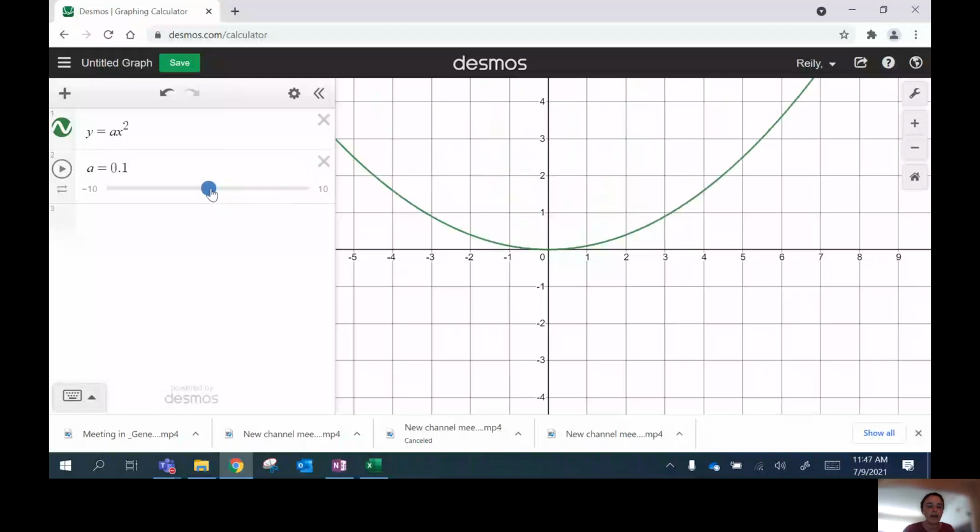Now let's see what happens when a goes negative. Oh, do you see that? It flips. So once a becomes negative, if you have a negative number in front of the x squared, it's now a downward facing parabola. And if you have a number more negative than -1, it gets pulled and stretched again. So the negative sign just indicates whether it's going to be facing up or down. And the actual value of a tells you whether it's going to be stretched or more compressed if it's less than 1.